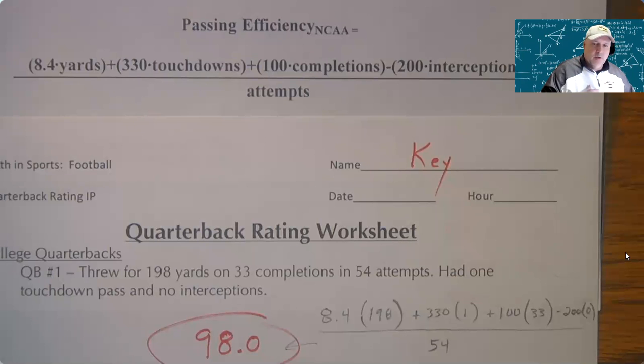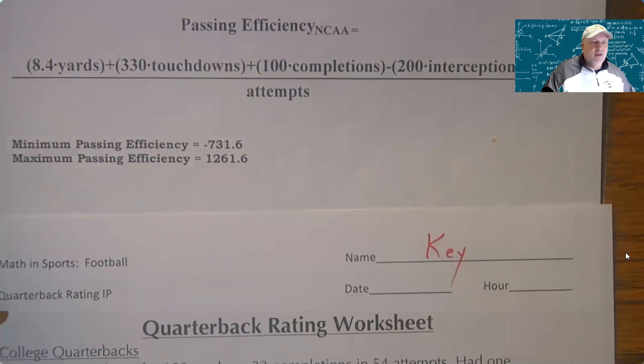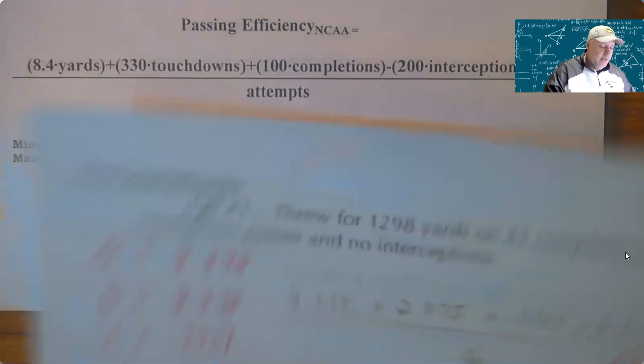So number 1 should work out to be 98 as you do it. The max is 1261.6 and the minimum is negative 731.6. So that's an example of a college one.